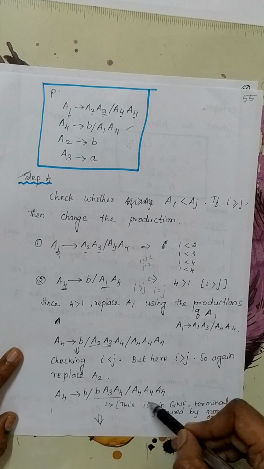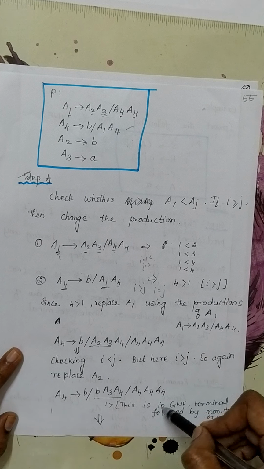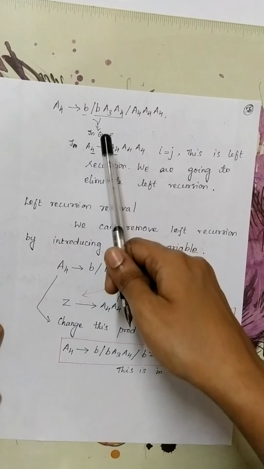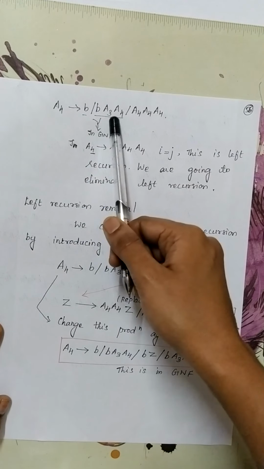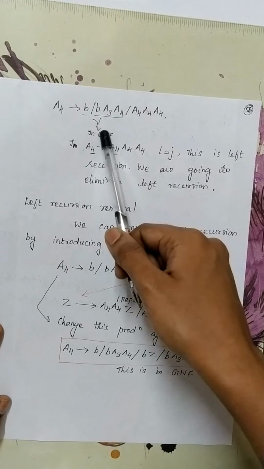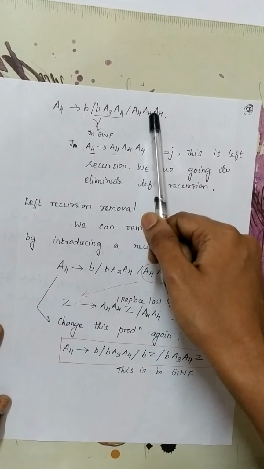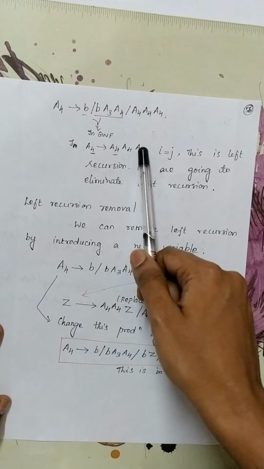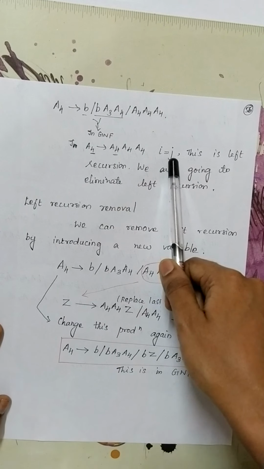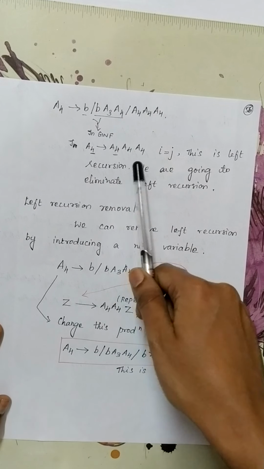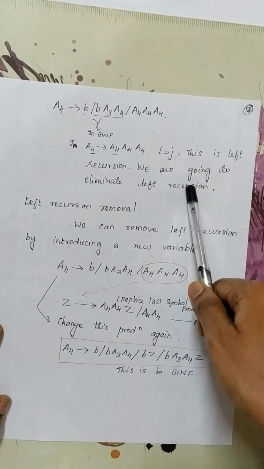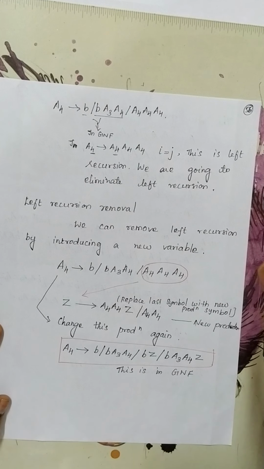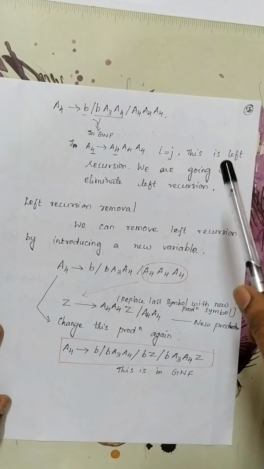Here you know that left recursion is there, so we have to eliminate it. The first and second productions are in GNF, so we are not going to make any changes there; we consider only the third production. Here you can see A4 gives A4, A4, A4. Here I equals j, so this is left recursion. If you have any left recursion, we have to eliminate that also. That is the fifth step in the conversion of context-free grammar to Greibach normal form.